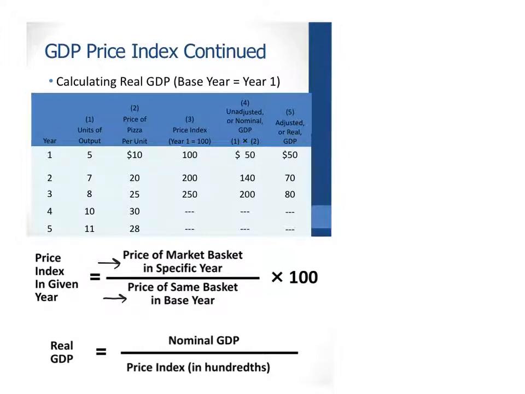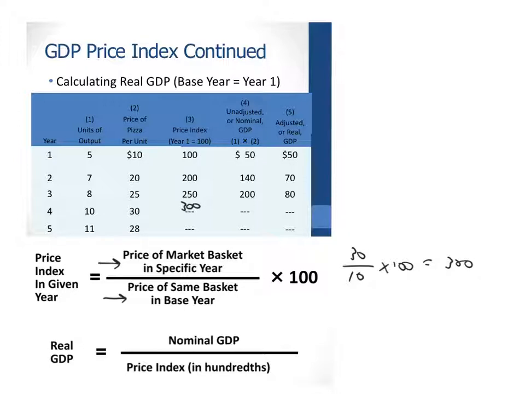So let's get started with year 4. And now, as we see in year 4, the price of pizza is $30. I'm going to take that over the price of the same basket in the base year. We are assuming that the base year is year 1, which makes the price of pizza $10 at that time. The math gives me 30 over 10 times 100. And that answer is going to be 300, which I'll place right here.